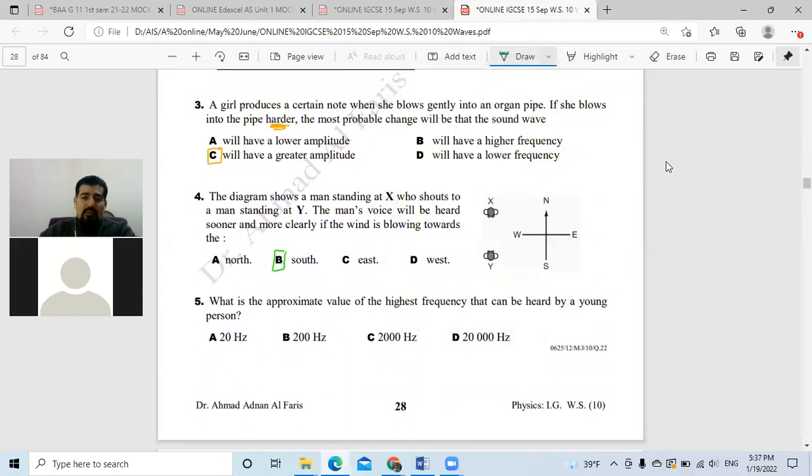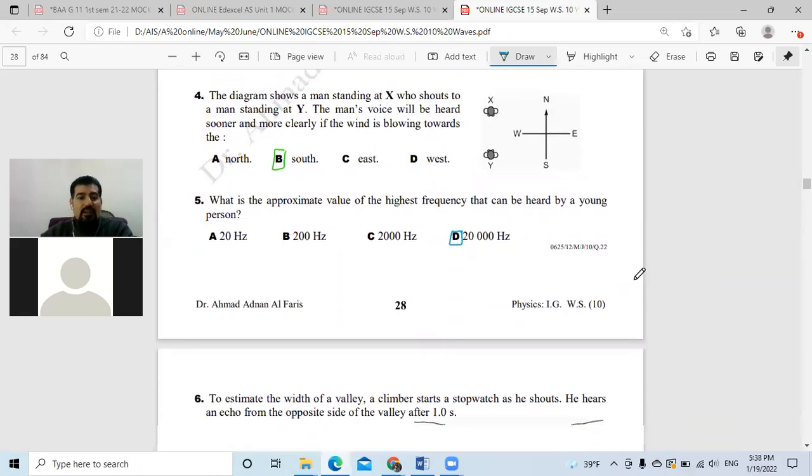Question number 5. What is the approximate value of the highest frequency that can be heard by a young person? Exactly, it's 20,000 hertz. Excellent.